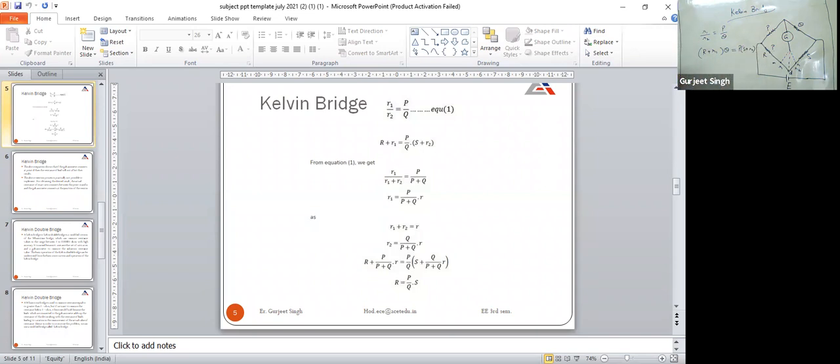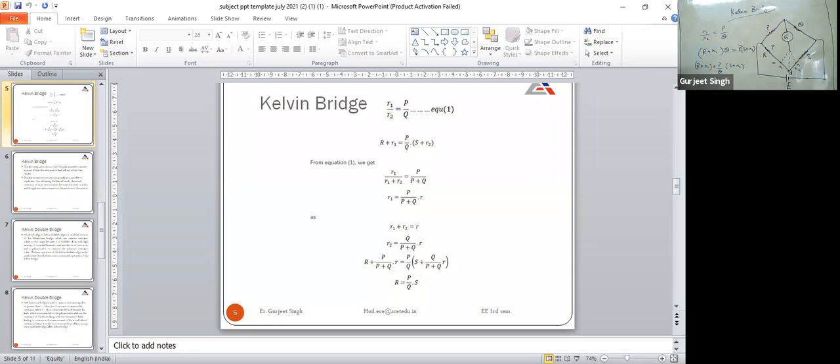We are having S plus R2. So I can write down this equation as (R plus R1) is equal to P upon Q into (S plus R2). This is the equation which I have written in this form. The ratio of opposite arms is equal: R plus R1 equals P upon Q into (S plus R2).